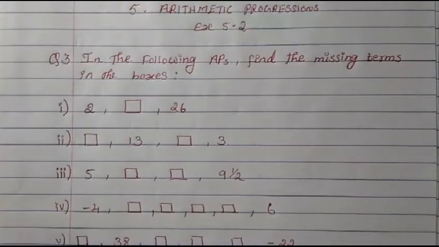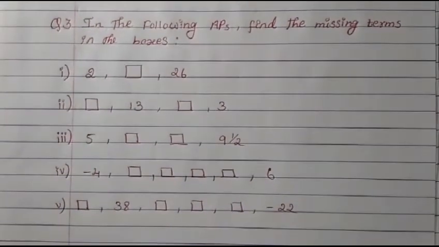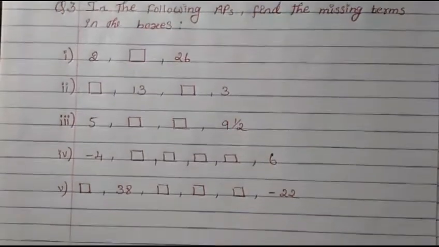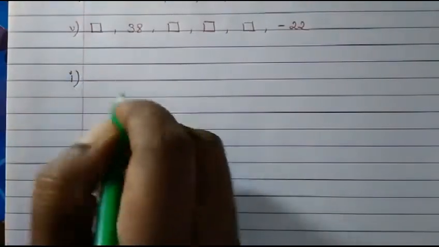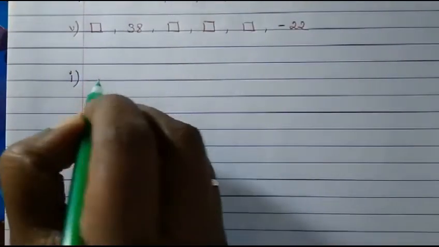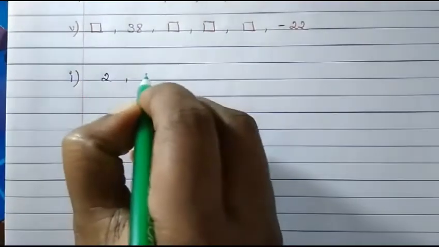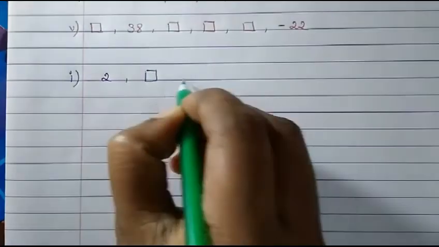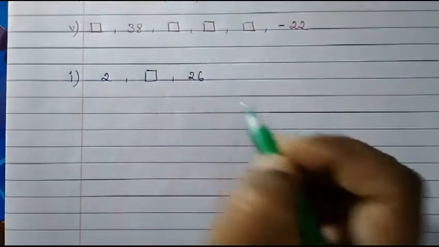So there are 5 sums here. Let's see the first, second and third, and the remaining 2 in the other video. So let's see the first one. What are the things given to us? For the first sum, we have 2 as the first term given to us, then the second term we don't know, then the third term is given to us.